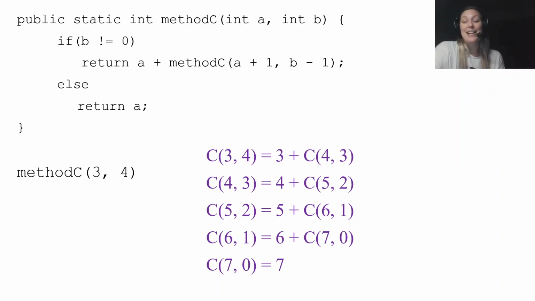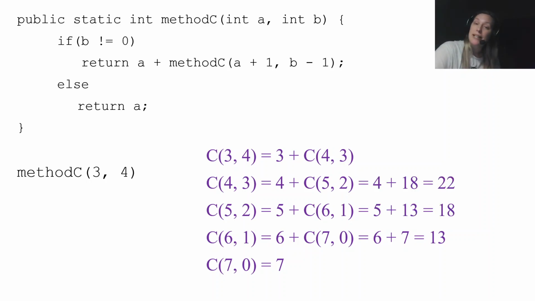And then I substitute those back in. 6 plus 7 is 13. 5 plus 13 is 18. 4 plus 18 is 22. And then 3 plus 22 is 25.